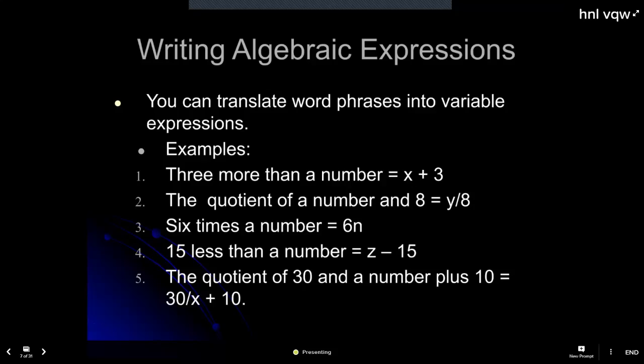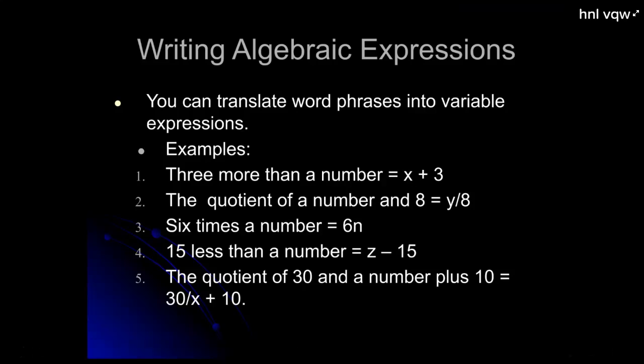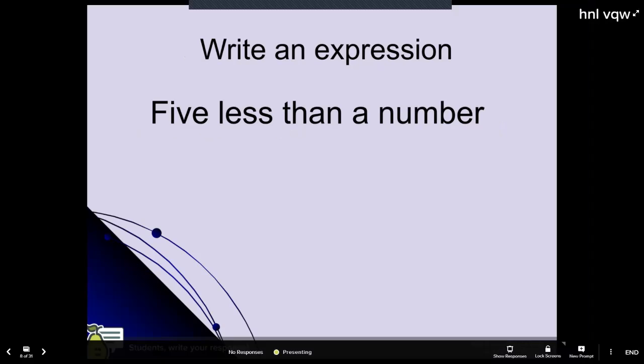All right, writing algebraic expressions. We started talking about this last time, but we didn't get super far. You can translate word phrases into variable expressions. Examples, 3 more than a number. So remember we talked about how a number indicates you're going to have a variable. Because we don't know what number it is, we need that stand-in. So x plus 3. The quotient of a number and 8. y divided by 8. 6 times a number. 6n. You get the idea. We talked about this last class, so hopefully this is just freshening our brains up.